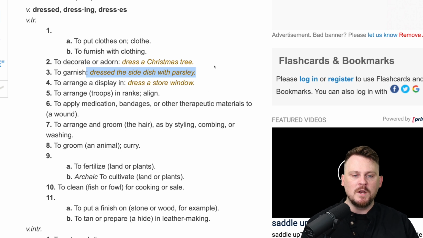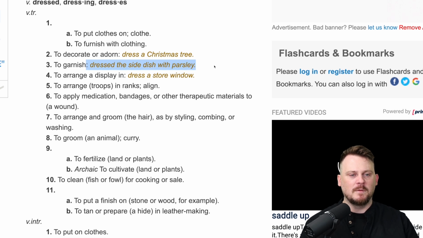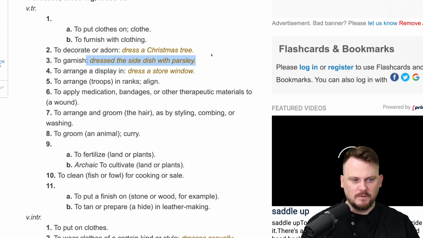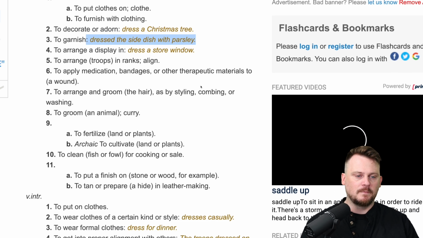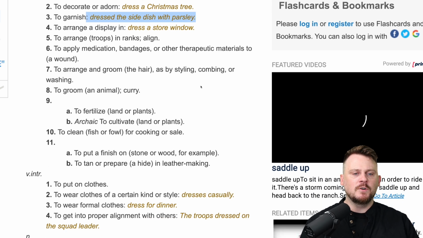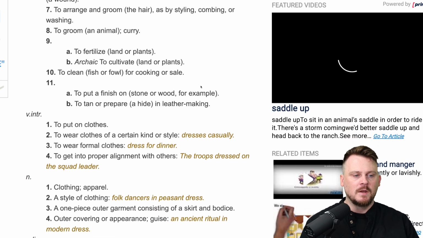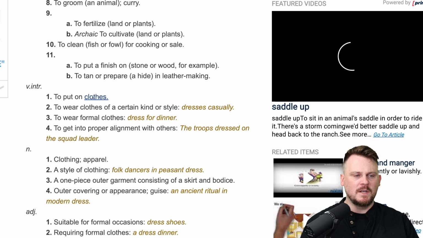To dress a store window, to dress a side dish with parsley. That's that gross little green thing that comes on your food sometimes. And dress a Christmas tree. That one, it seems to me less common. I would usually say to decorate the Christmas tree. Just decorate the tree, but whatever. To arrange and groom the hair. Okay, to dress, less common. So what about, let's go down now to the intransitive.